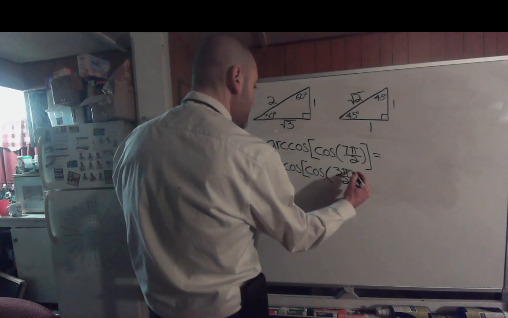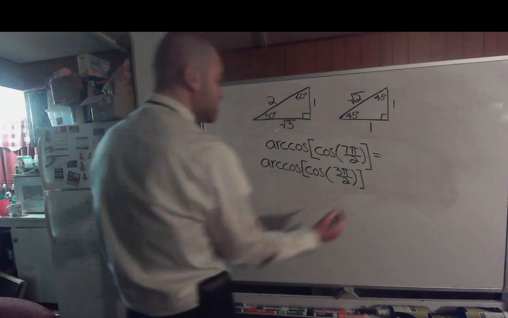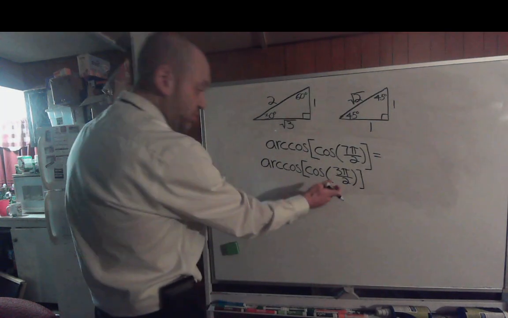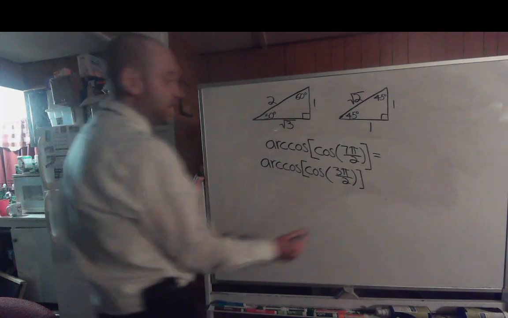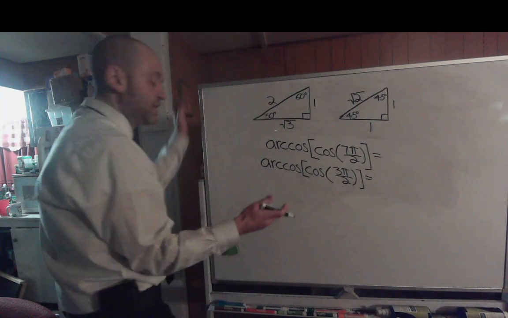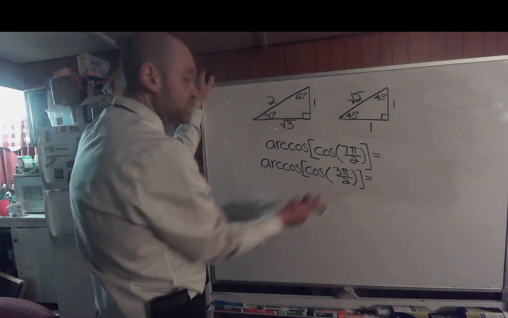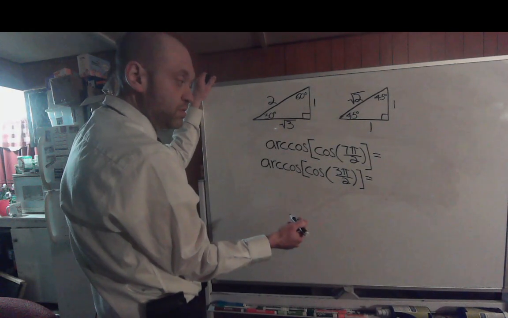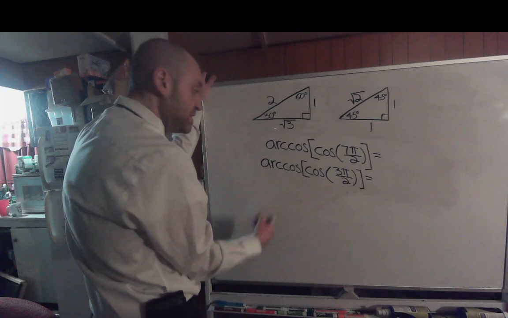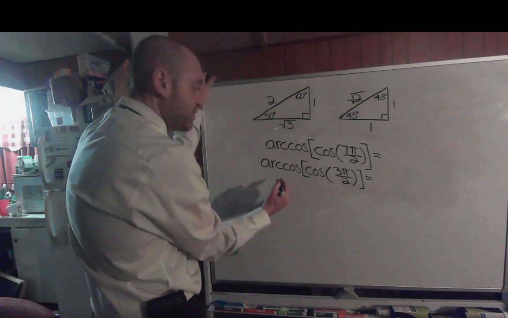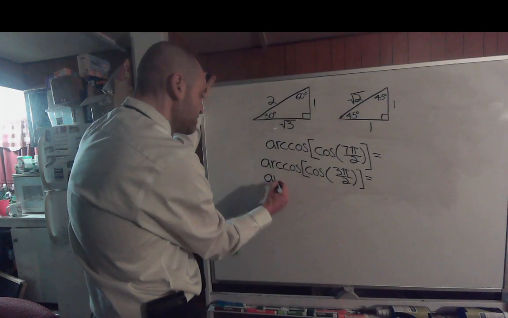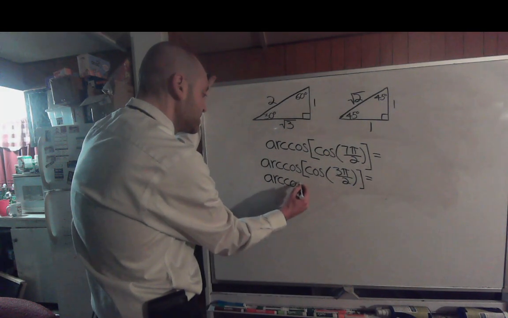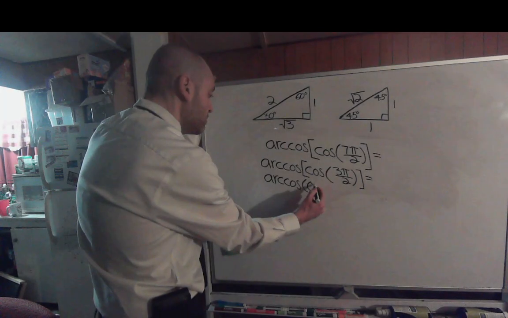If you subtract 2 pi, that is. Well, you're still out of the range of the arc cosine, but here's the thing. What is the cosine of 3 pi over 2? That's going to be 0, right? The cosine of 3 pi over 2 is 0, so this will just turn into the arc cosine of 0.